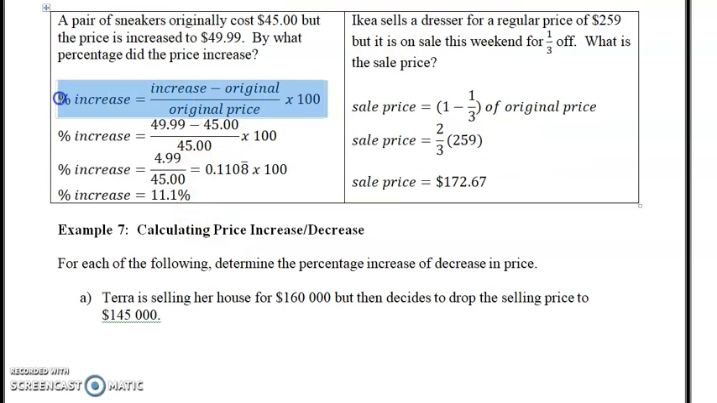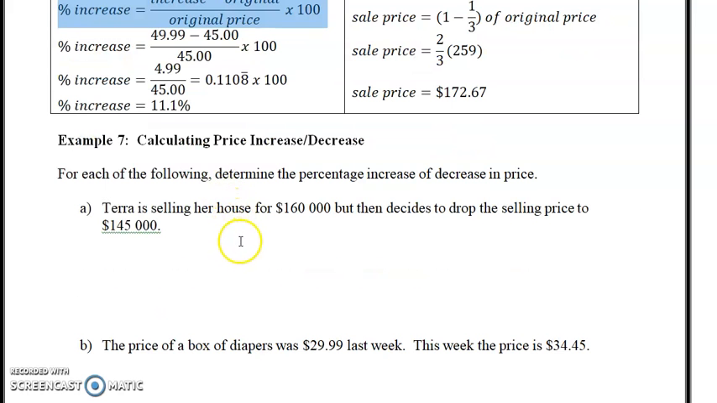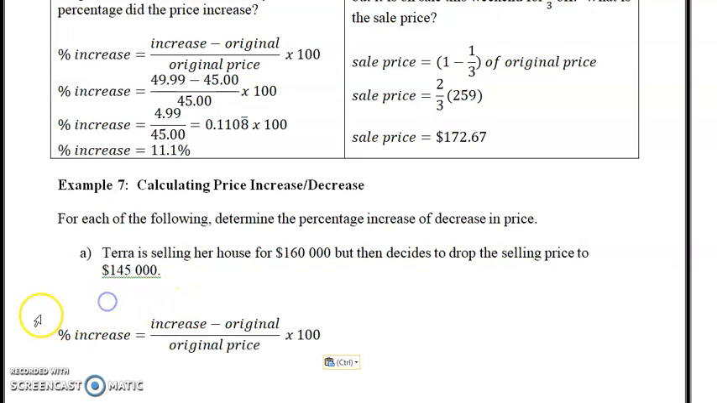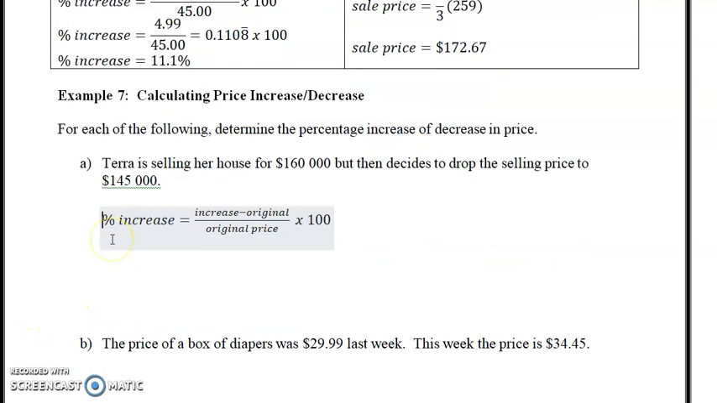The first example says, Tara is selling her house for $160,000, but decides to drop the selling price to $145,000. So we're going to determine the price decrease. What we do is take the formula, and I'll just manipulate this formula a little bit. So this one was a price decrease.